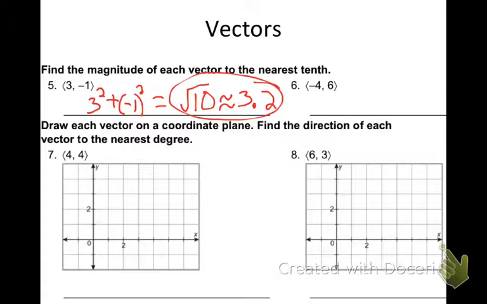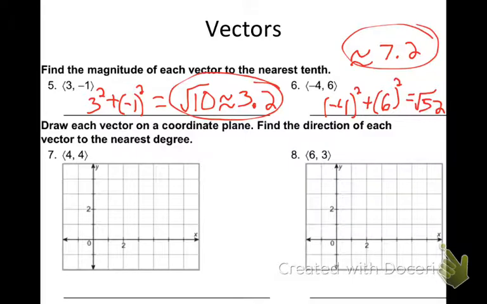Number 6. Negative 4, 6. How would I write that to find the magnitude? Magnitude meaning the distance. Well, I would go negative 4 squared plus 6 squared. Doing that gets me 16 plus 36. Square root of 52. And the square root of 52 comes out to be approximately, to the nearest tenth, 7.2. Nice job.